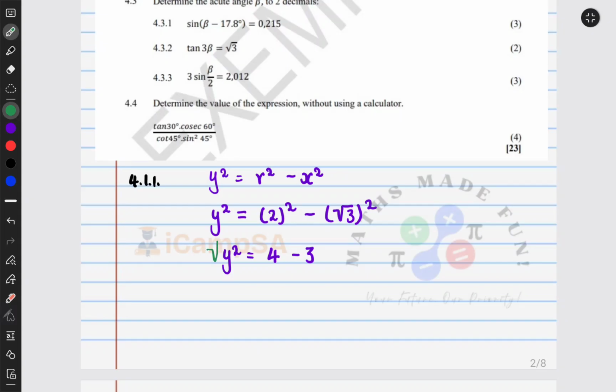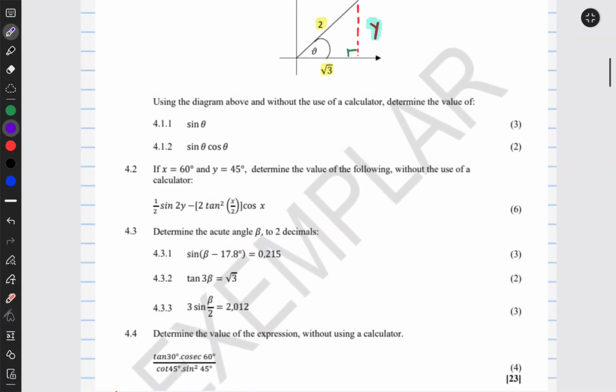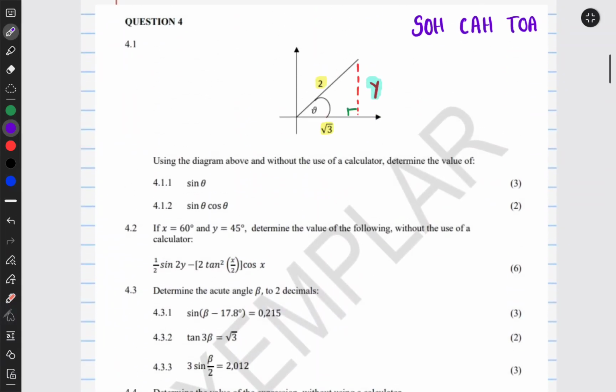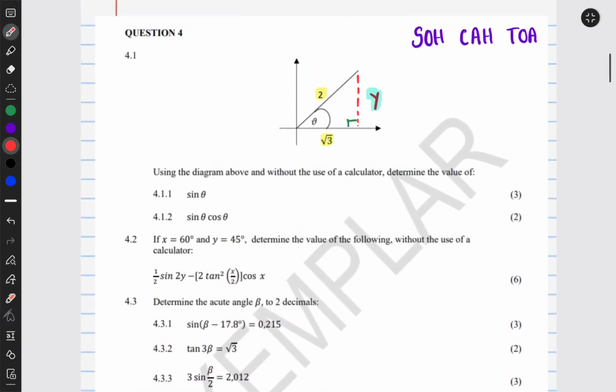Let's introduce a square root on both sides, positive and negative root. So y is equal to 1 or y is equal to -1. Let's see which one is correct. The arm is in the first quadrant where y and x are both positive, so y cannot be equal to -1. We know that the value of y is 1, the opposite side.